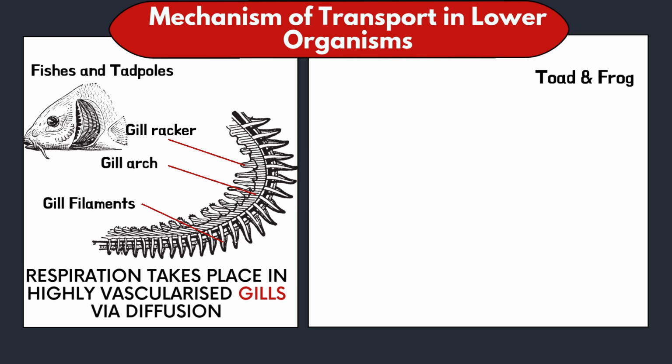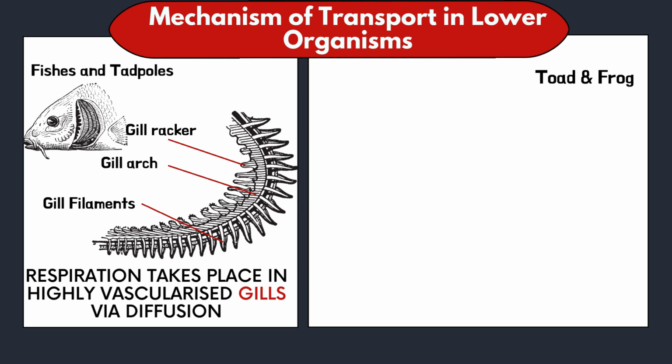In the next tadpole stage, the external gills disappear and internal gills develop under an operculum or spout. In this stage, the tadpole breathes in a manner similar to that of the fish.